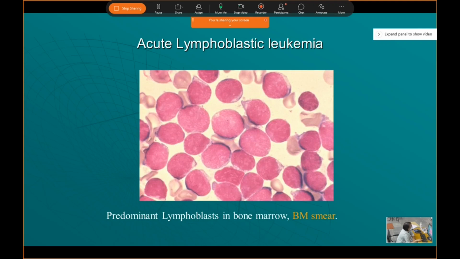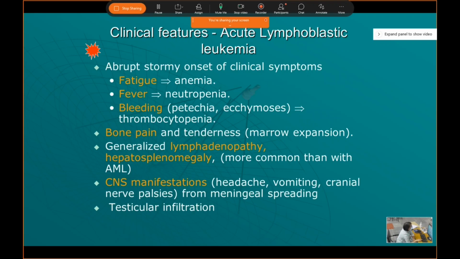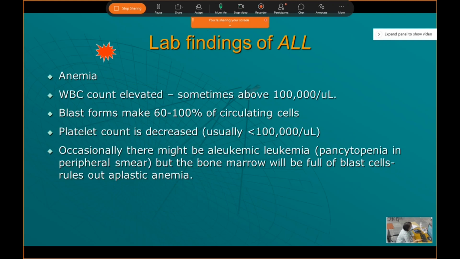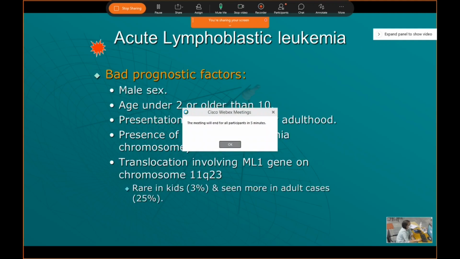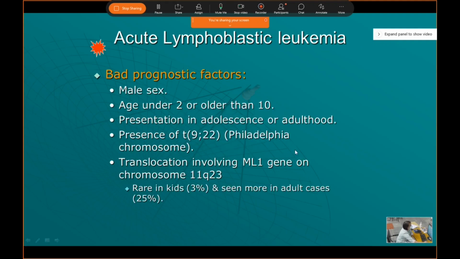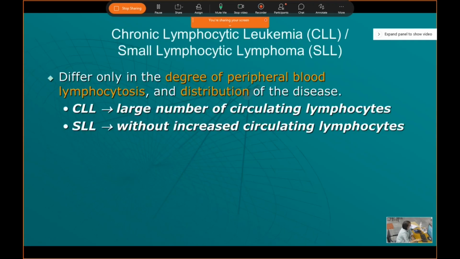So these are the lymphoblasts in ALL. The genetics of ALL is extremely important. You have to know about this because this can come as a question. And clinical features, an analytical question always comes, so please read through the clinical features. Lab findings of ALL, I think if you go through this, you will understand what it is. And the good prognostic indicators are very, very important. The good and the bad prognostic indicators in ALL are extremely important. You have to know this. And then B-cell neoplasm, CLL, SLL.